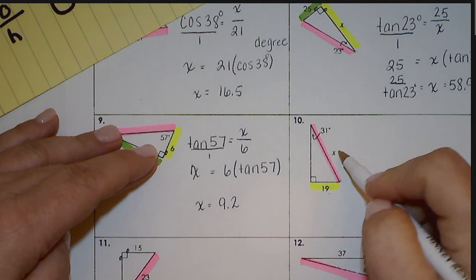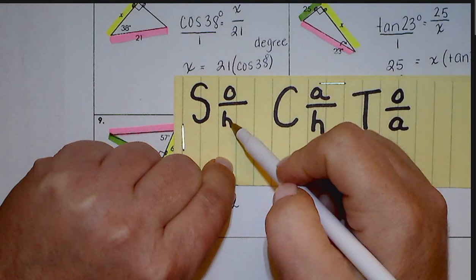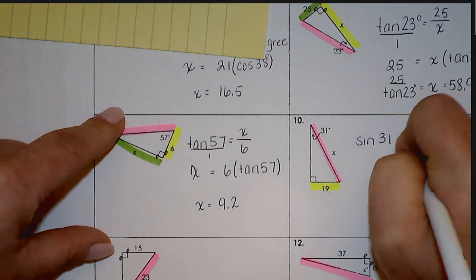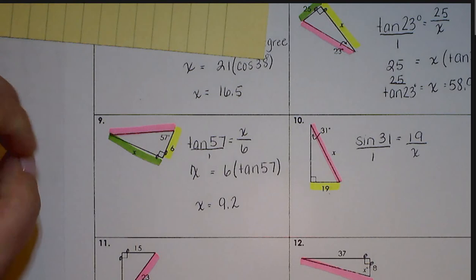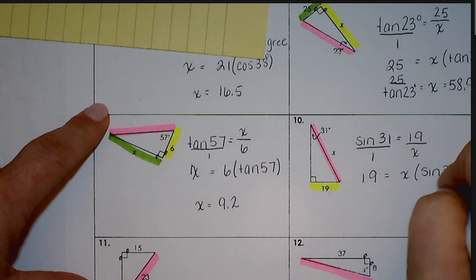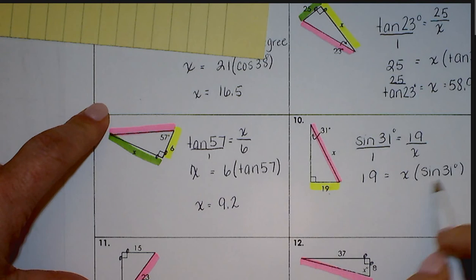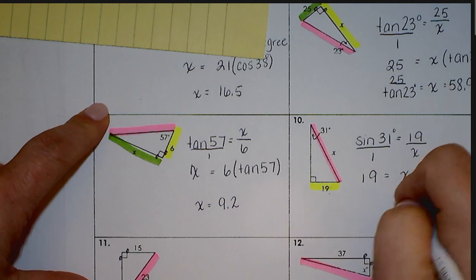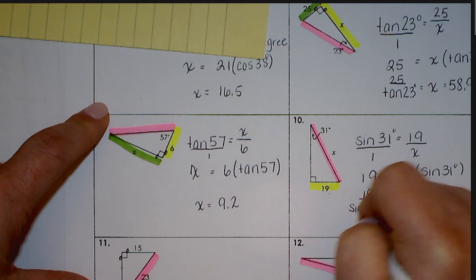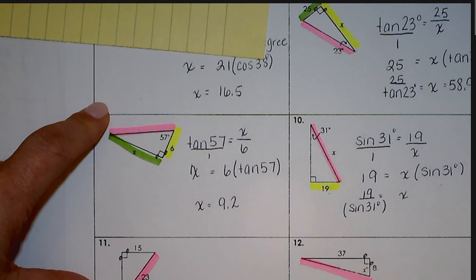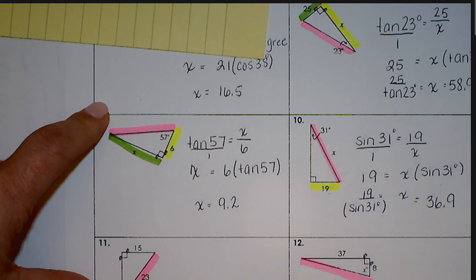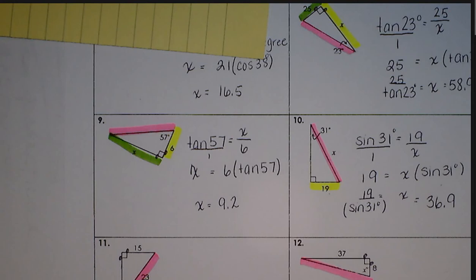So opposite over hypotenuse, and again, opposite over hypotenuse is sine. So sine of 31 equals 19 over x. I'm going to cross multiply. And I want to solve for x, so I'm going to need to divide by the sine of 31. That is going to move. It represents a number, so it moves in its entirety. You don't split that up. Go into your calculator, 19 divided by sine 31, and when you're finished, you should get back something that rounds to 36.9. All right, so now I'm going to stop this, and you guys can ask me questions if you need to.